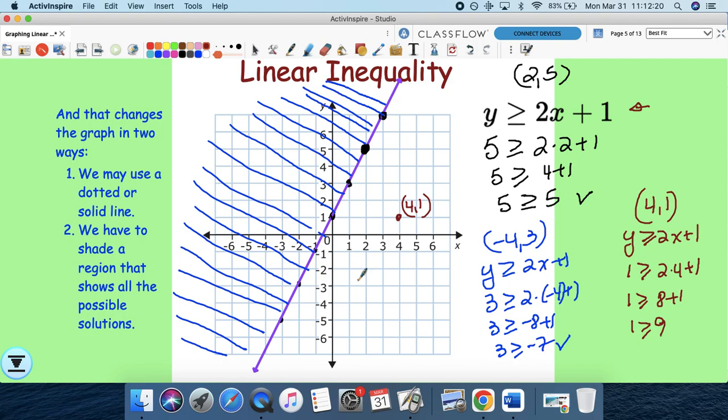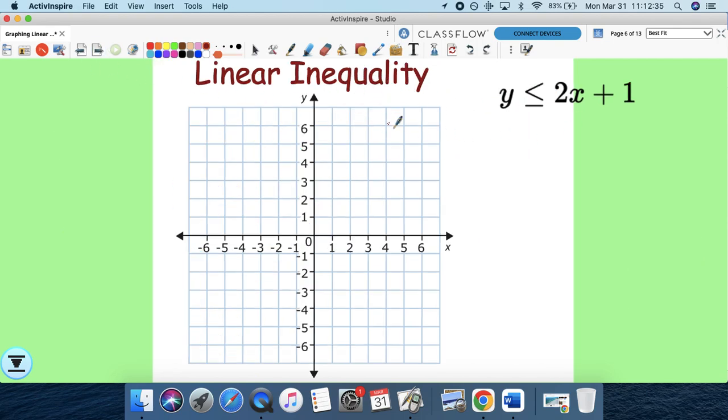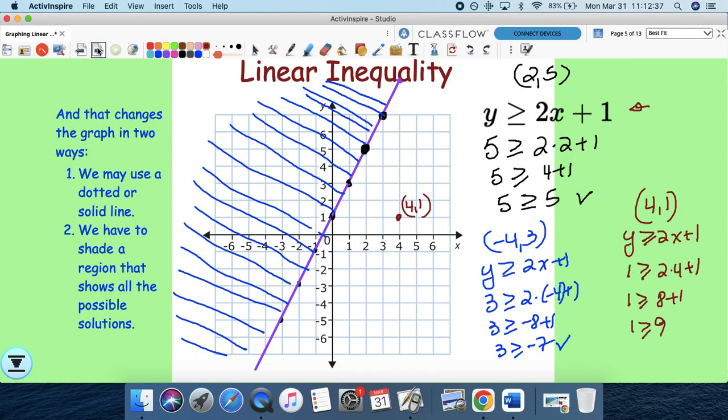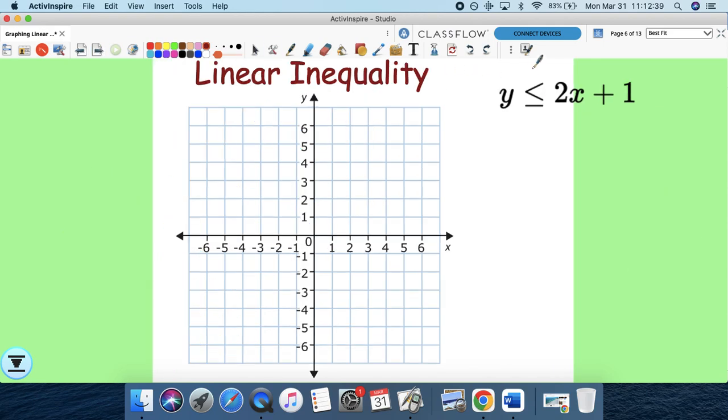So that's pretty much the difference between graphing an equation and graphing an inequality. We'll try a couple more. The difference between this one and this one is that this one is less than. So it's going to be the same line. Let's start with that quickly. Our y-intercept, and our slope is again 2 over 1. So let me write the slope.